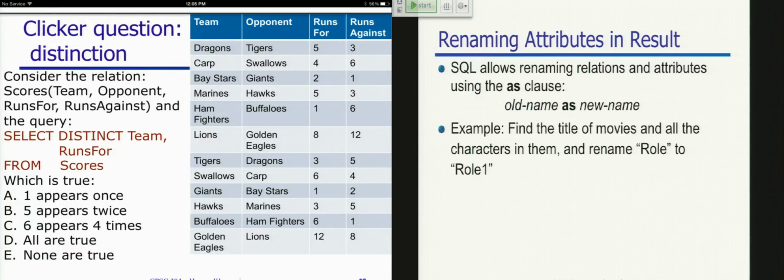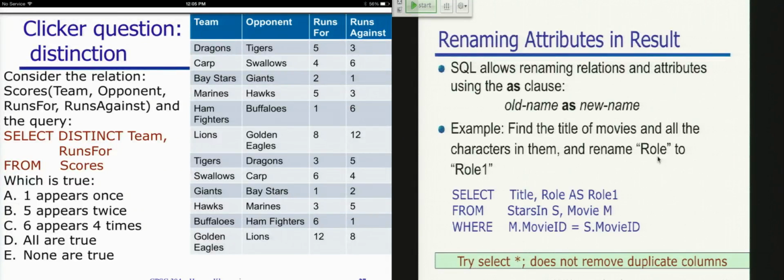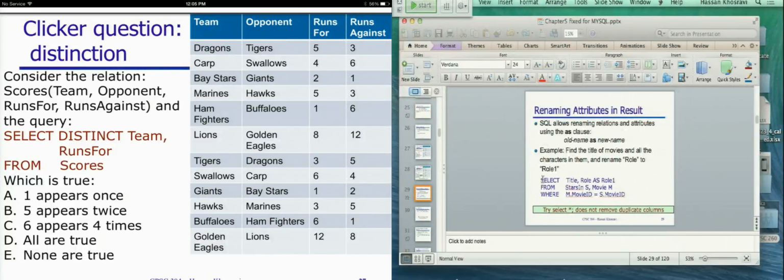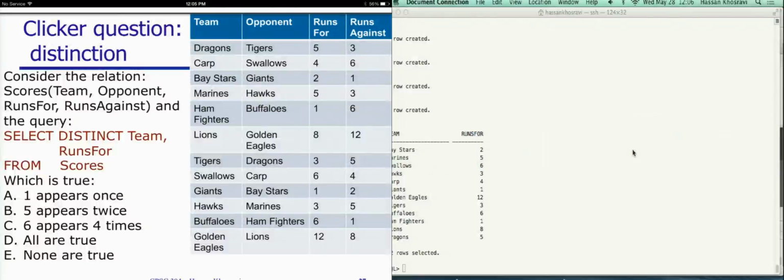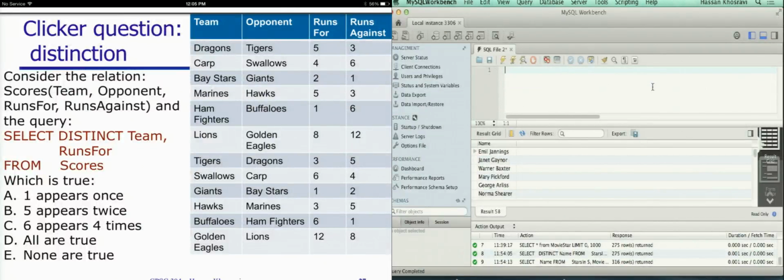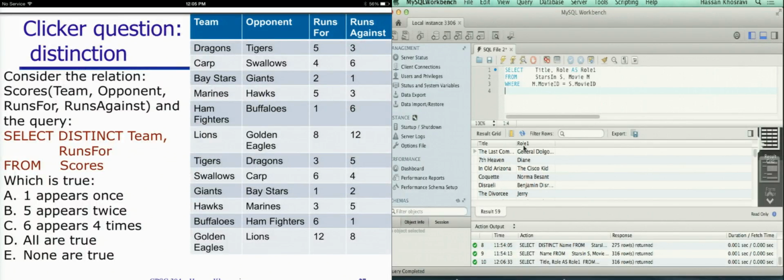We looked at renaming when we were talking about relational algebra. SQL also allows you to rename attributes. Right? So I currently have role in my stars in, and you can change that to say select title and role as role1 from this table where that holds. And if you try that, you see the name of that attribute has now been changed to role1.